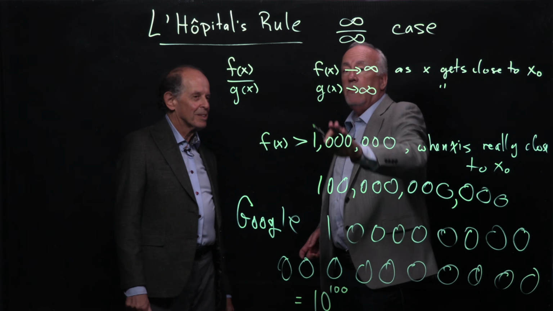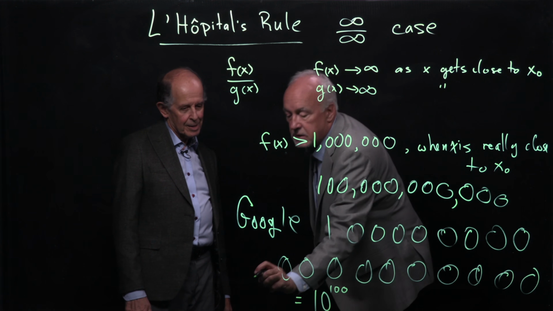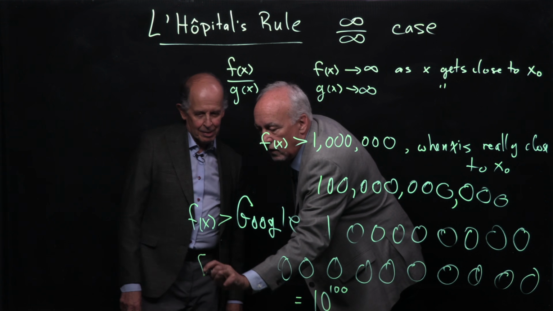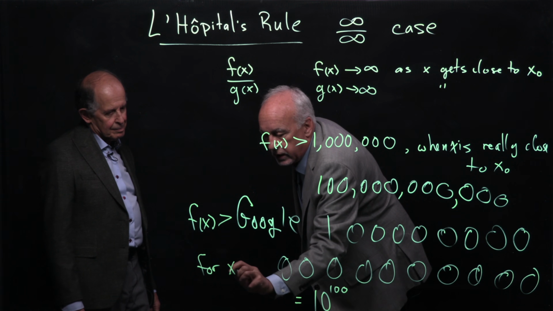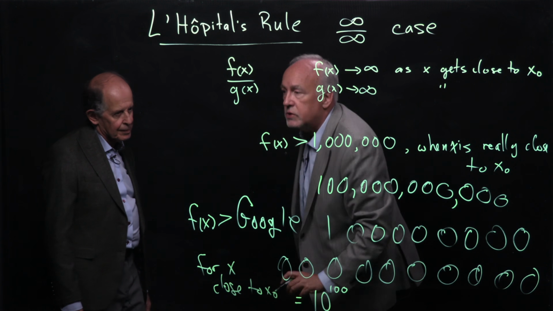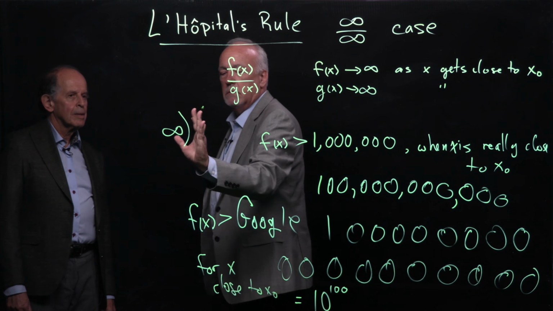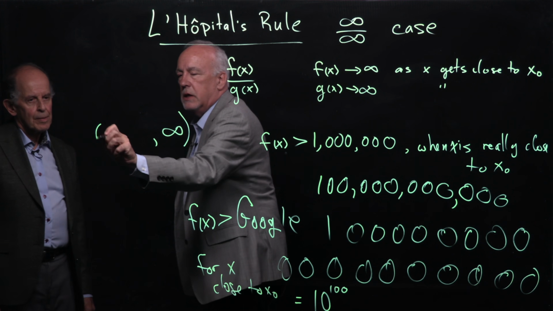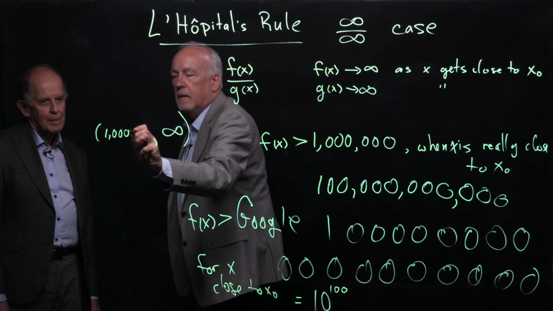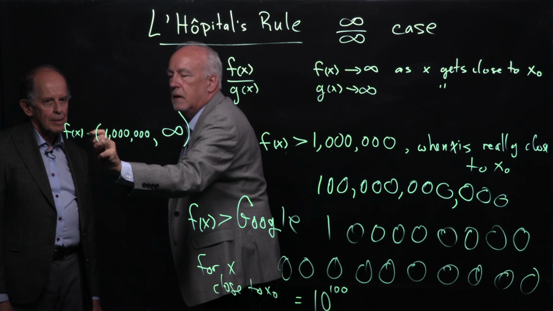But again, I'm saying if f is going to infinity, if x is close enough to x naught, I can have it even bigger than this. So I could even have f of x bigger than this for x close enough, really, really close to x0. So what I'm thinking of is an interval where the right-hand side is infinity, and the left-hand side is maybe something like, okay, I'll use a smaller number so I can write it in there. So I'm saying that f of x is eventually in this interval.